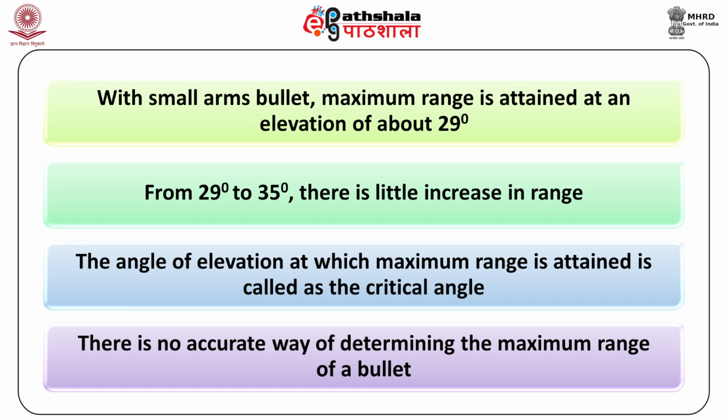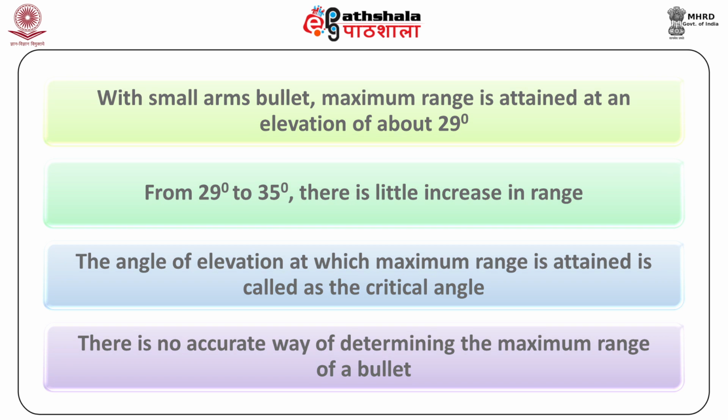With a small arm bullet, maximum range is attained at an elevation of about 29 degrees. From 29 degrees to 35 degrees, there is a little increase in range. The angle of elevation at which maximum range is attained is called the critical angle. There is no accurate way of determining the maximum range of a bullet.